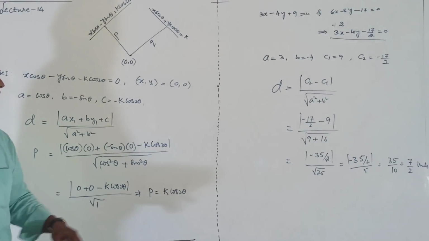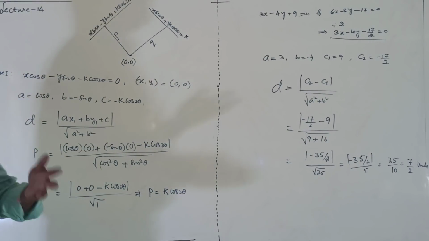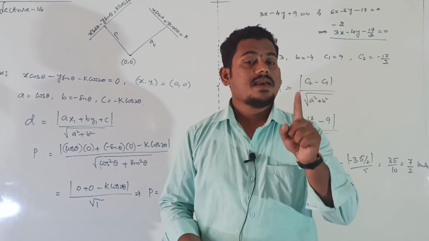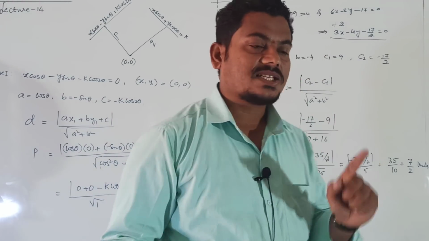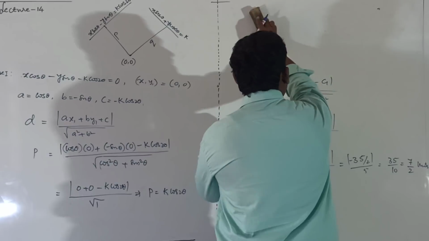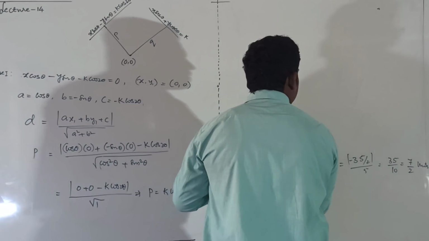P is equal to k cos 2 theta, but our requirement is to prove that p square plus 4q square is equal to k square, so we need the p square value. So just square on both the sides.